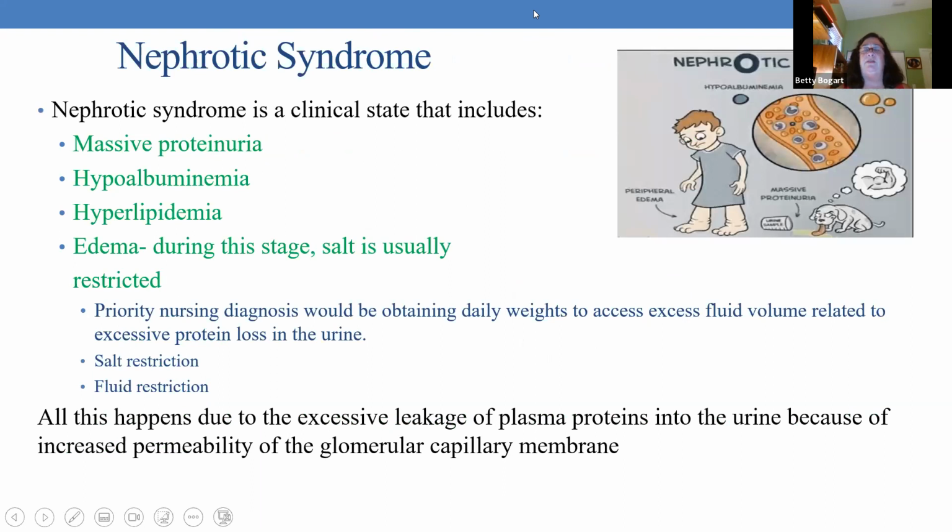Now, nephrotic syndrome. Well, nephrotic syndrome has nothing to do with renal failure. Nephrotic syndrome is not renal failure at all.